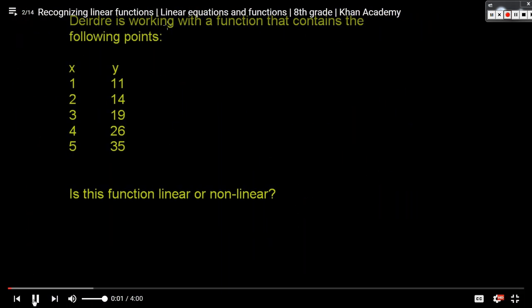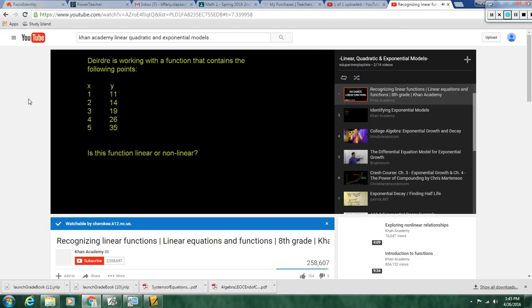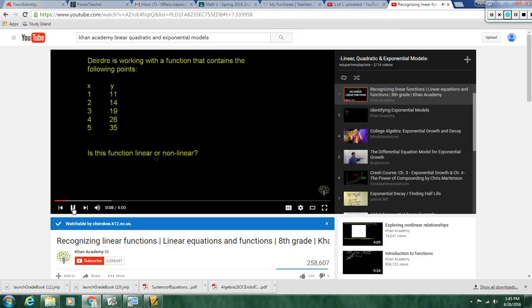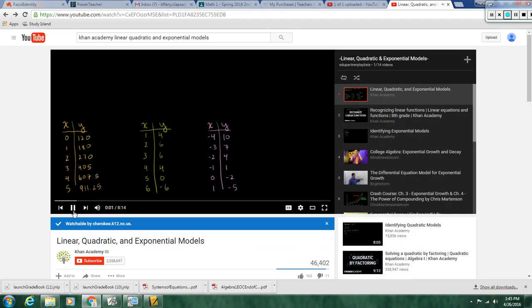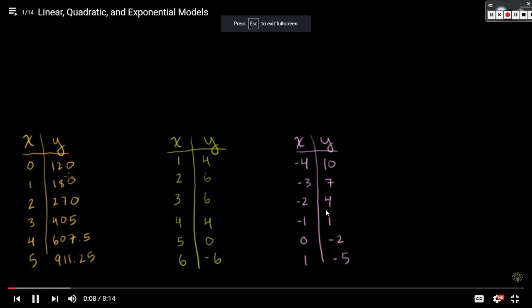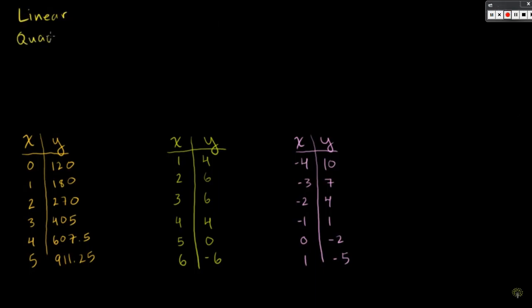Deidre is working with a function that contains the following points. These are the x values, these are y values. And they ask us, is this function linear? In this video, we're going to play a bit of a game. I have 3 different data sets here, and we need to figure out which of these data sets come from either a linear, quadratic, or exponential function.